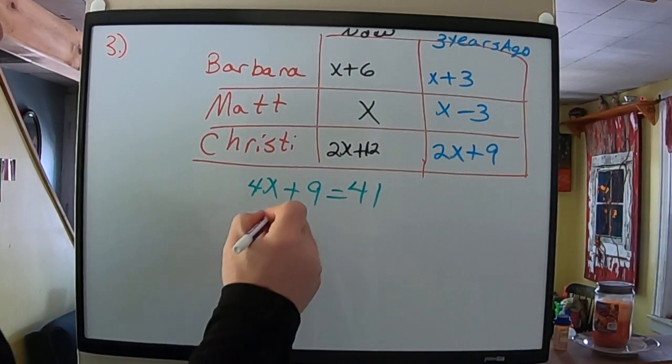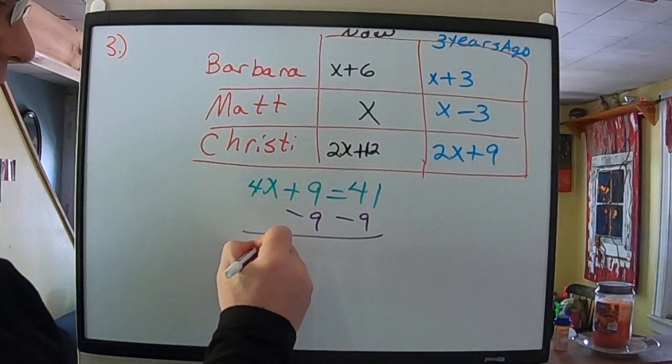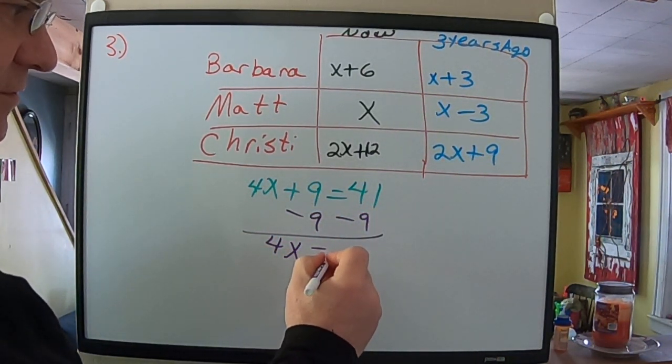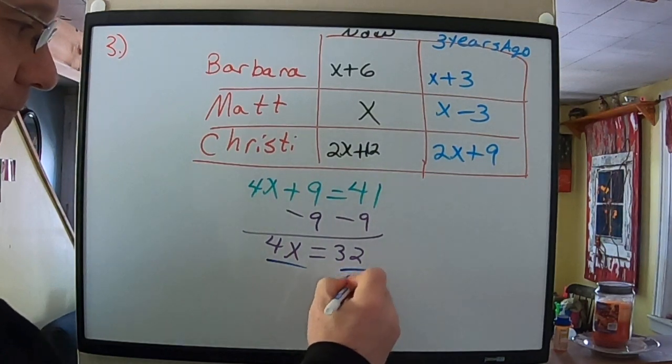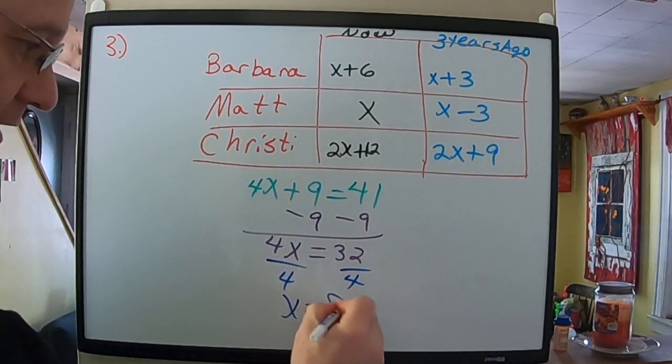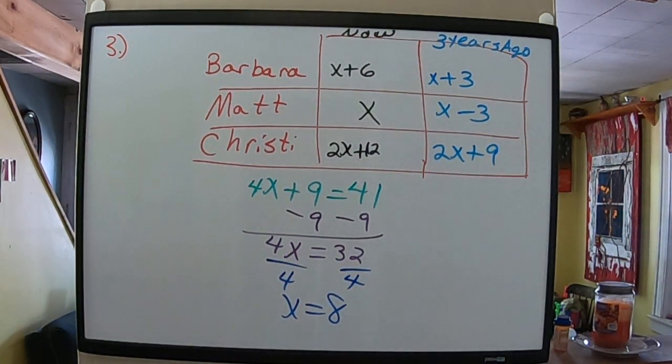I'm going to subtract 9. 4x equals 32. And then I'm going to divide by 4. So x is 8. Find their present ages.